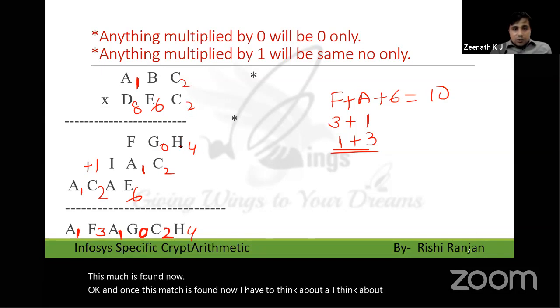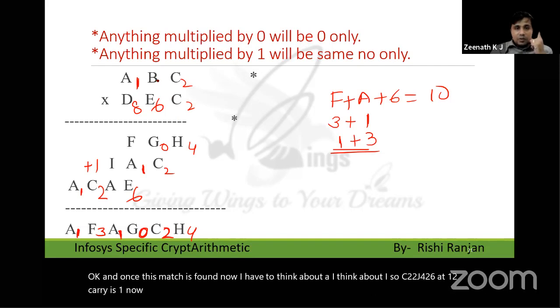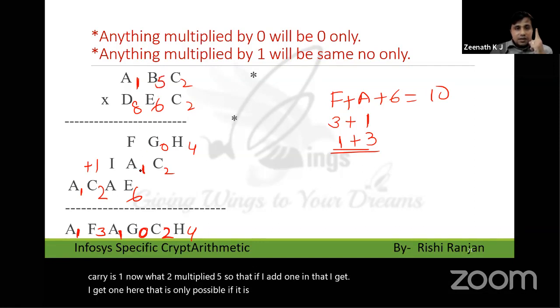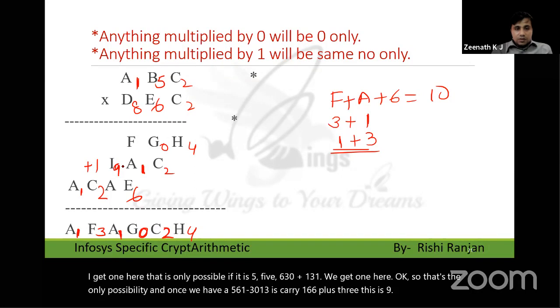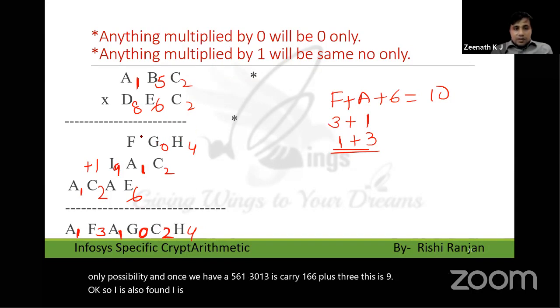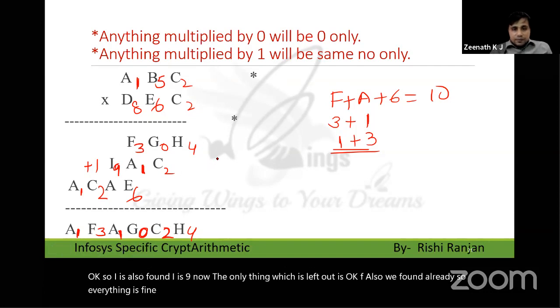So C is 2, 2 times 2 is 4, 2 times 6 is 12, carry is 1. Now what to multiply in 5 so that if I add 1 to that, I get 1 here. That is only possible if it is 5. 5 times 6 is 30 plus 1, 31. We get 1 here. Okay. So that's the only possibility. And once we have 5 times 6 is 31, 3 is carry. 1 times 6, 6 plus 3, this is 9. Okay, so I is also found. I is 9. F also we found already. So everything is found now. Got the answer. This is the answer.